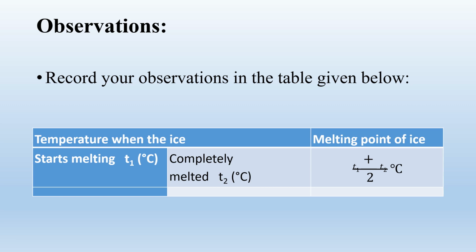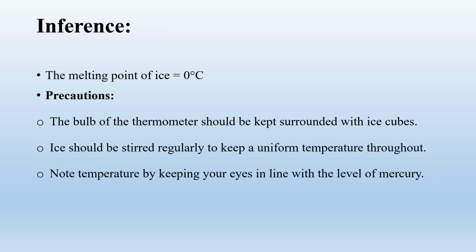Temperature when the ice starts melting, T1, degrees C. Completely melted, T2, degrees C. Melting point of ice. Inference: the melting point of ice equals 0 degrees Celsius.